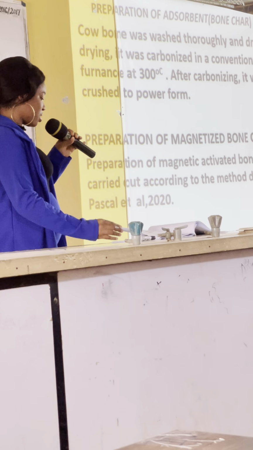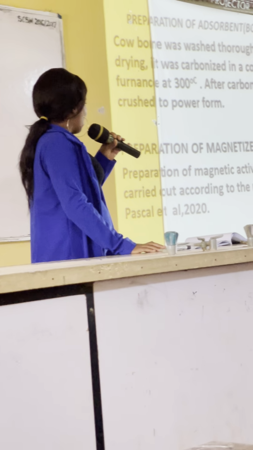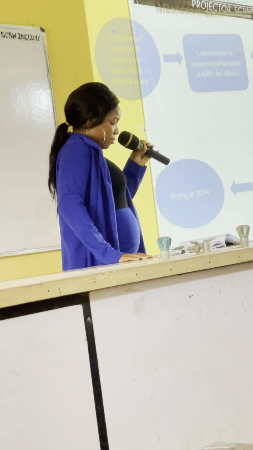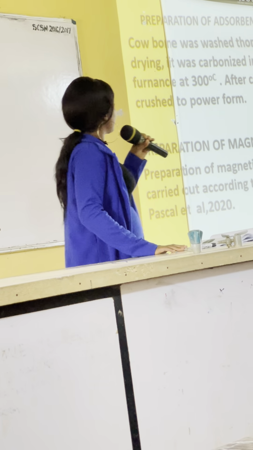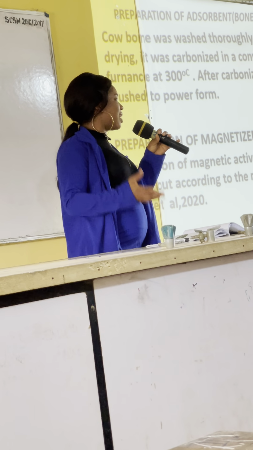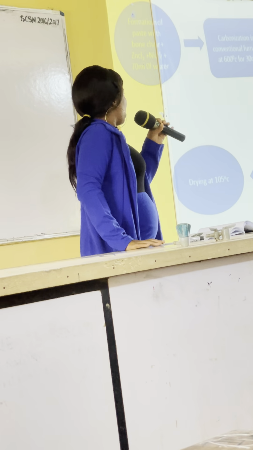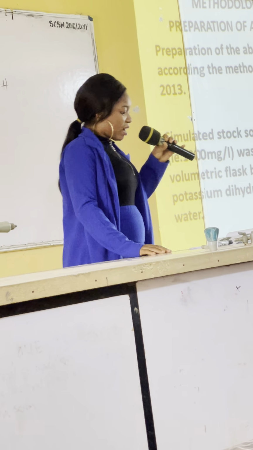Preparation of the magnetized bone char. 100 grams of the bone char was mixed with 2 grams of nickel chloride and 1 gram of zinc chloride. During the mixing, 70 ml of water was added to optimize the mixing and allow the formation of a paste.